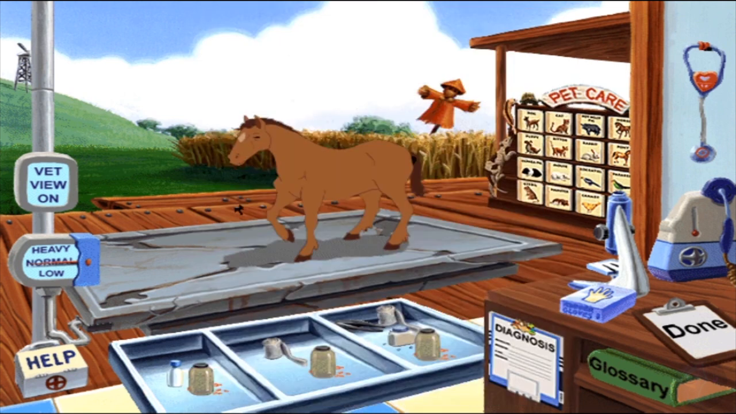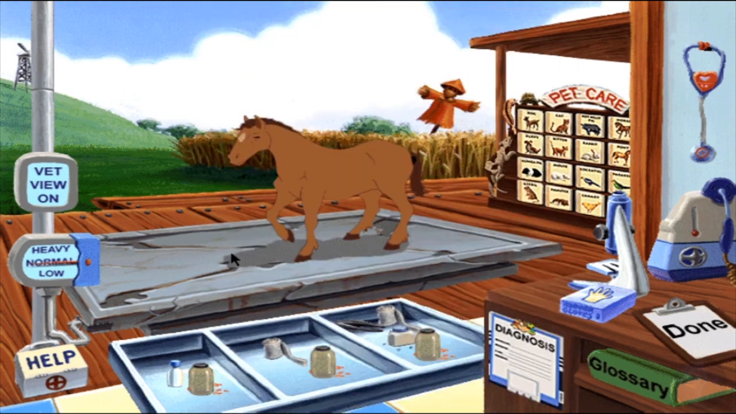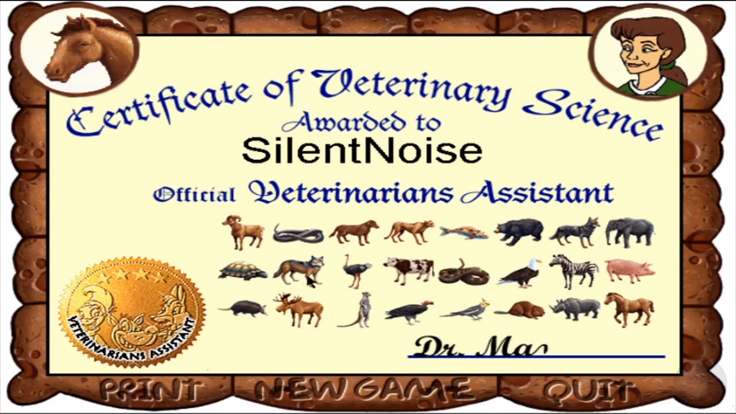Now that we know what the problem is, I will set up 3 trays full of different treatments. You need to pick hoof tools, tweezers, disinfectant, bandages, antibiotics, pain pills. Good choice. The hoof tools and tweezers are used to remove the stone from the horse's hoof. The disinfectant is used to cleanse the area. The antibiotics will fight infection, and the pain pills will reduce the horse's discomfort. Congratulations. You really earned this certificate. You're a 4-star veterinarian's assistant.